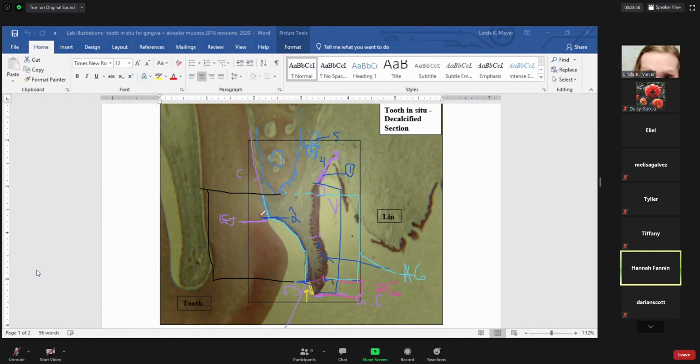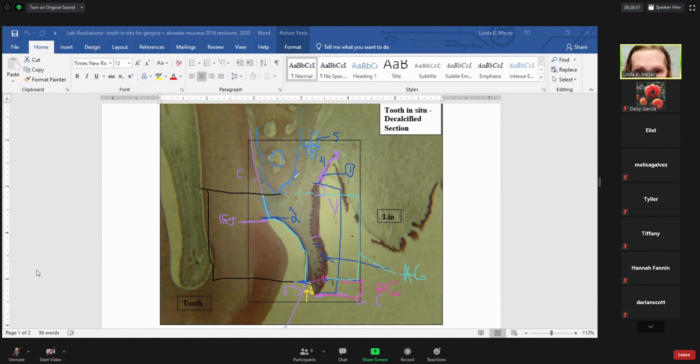So the big dark blue bracket, that's the attached gingiva, right? So all between this light blue bracket is the attached gingiva. The pink is the free gingiva. And I'm just having you see that on the tooth side, because where the free gingiva is on the tooth side, I have a sulcus lined by the yellow sulcular epithelium. It's not attached. And then from the base of the sulcus all the way to the crest, that's where the attached gingiva is attached to the tooth.